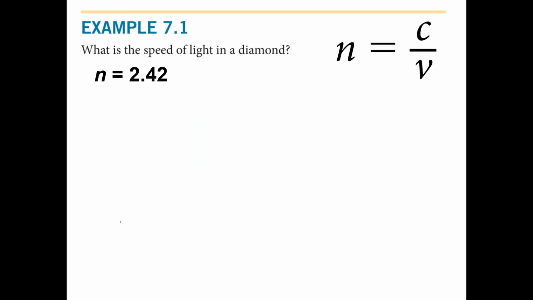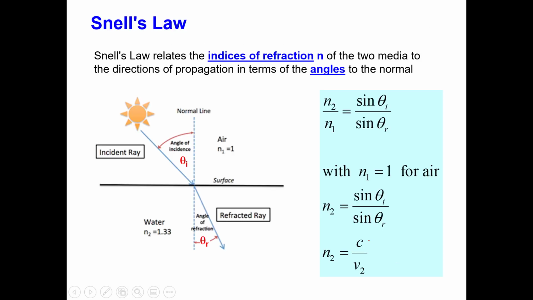Now we want to calculate the speed of the light in diamond, if we know the index of refraction of diamond is 2.42. Let's do that. As I mentioned in this part, we can calculate the speed of the light in a particular medium if we know the index of refraction and the speed of the light in vacuum.